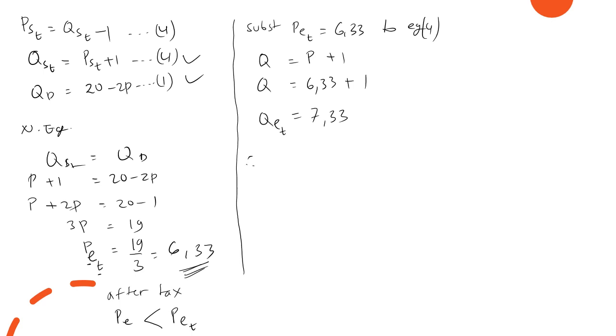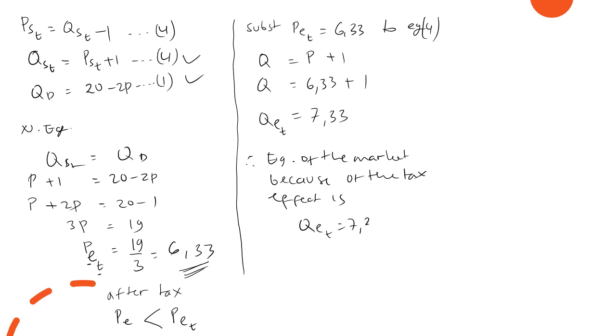The equilibrium of the market because of the tax effect is: QET is 7.33 and PET is 6.33.